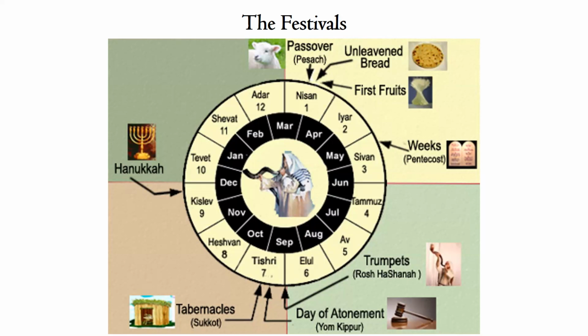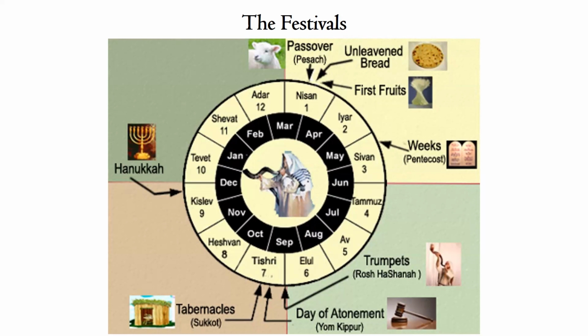Let's start with the Passover, which happens in the spring, the 1st of Nisan. This recalled the Exodus event, which was the biggest event of the Old Testament. We'll talk about that in depth a little bit later. But this is to recall how God saved them from Egyptian slavery.